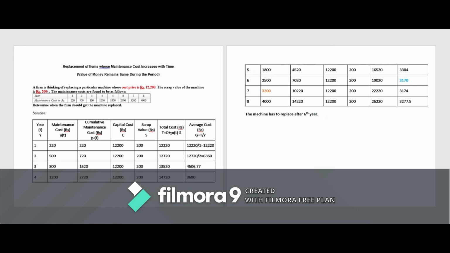If you go for the seventh year with the same machine, the maintenance cost will only increase. So this is not profitable to us. In order to make the situation profitable and economic for the firm, we have to replace the machine at the end of the sixth year. So this is the solution for the given problem.